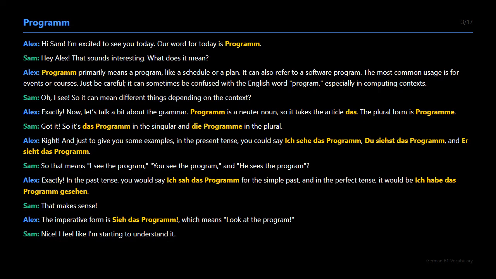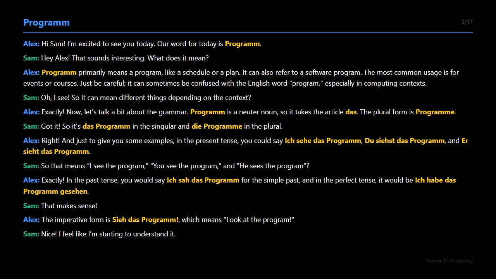Exactly. In the past tense, you would say, Ich sah das Programm, for the simple past, and in the perfect tense, it would be, Ich habe das Programm gesehen. That makes sense. The imperative form is, Sieh das Programm, which means look at the program. Nice. I feel like I'm starting to understand it.